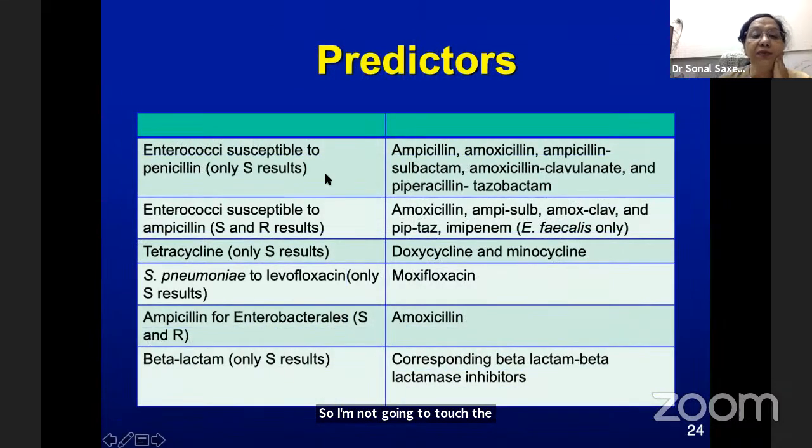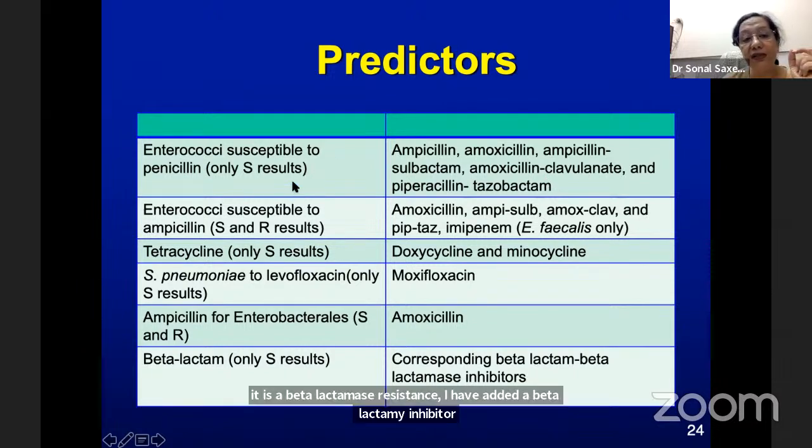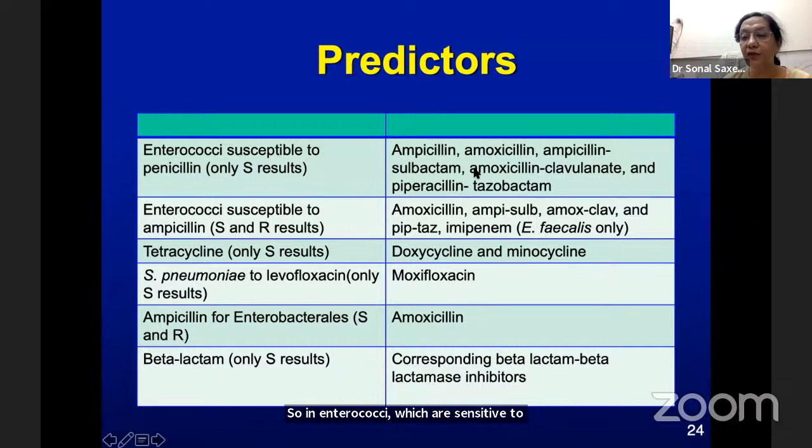Then, what are the various predictors or surrogate markers? If an enterococci which is susceptible to penicillin, only sensitive results, then I presume that it will be sensitive to these also, only sensitive. If it is resistant to penicillin, then I can't say that it is resistant to all of these because it might be sensitive to amoxicillin clavulanate if it is a beta lactamase mediated resistance. If it is a beta lactamase resistance, I've added a beta lactam inhibitor. So enterococci which are sensitive to penicillin will remain sensitive to all these.